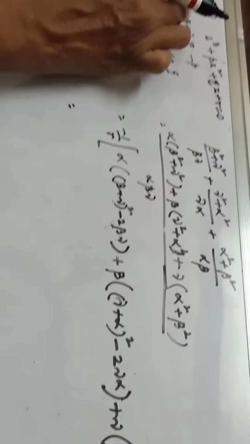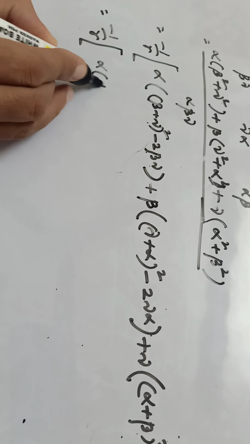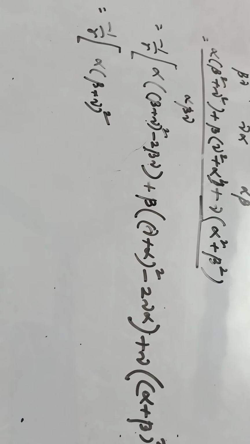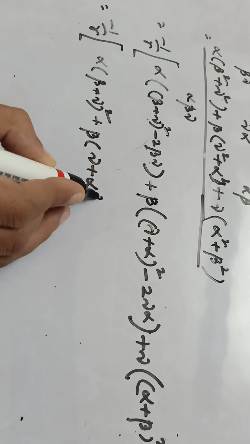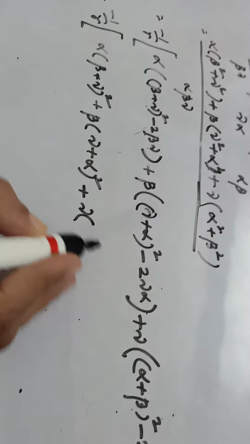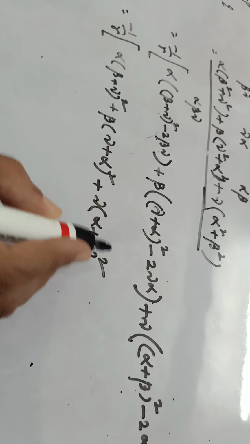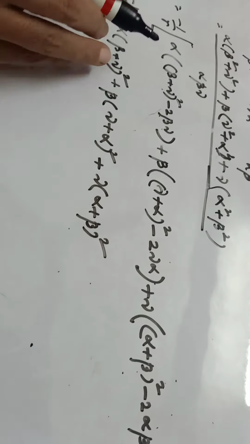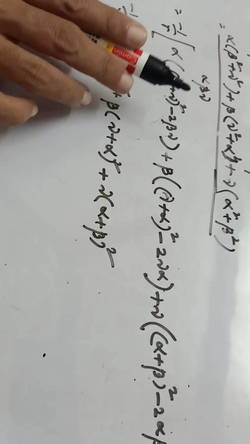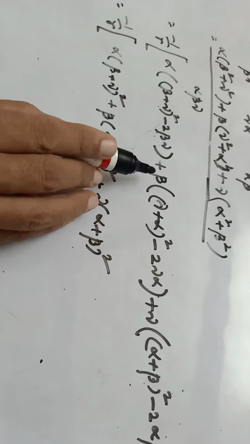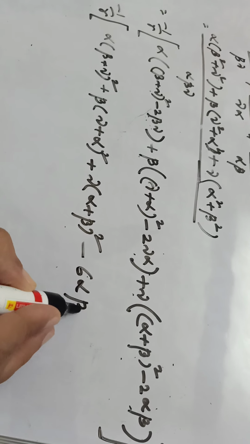So I have written like this, minus 1 by r into, now expand this, alpha into this, that means alpha into (beta plus gamma) whole square, plus beta into (gamma plus alpha) whole square, plus gamma into (alpha plus beta) whole square. I have multiplied the first term with the term outside the brackets. Now I have to multiply the second term also. If you multiply alpha with this, you will get minus 2 alpha beta. Here also you will get minus 2 alpha beta. Here also you will get minus 2 alpha beta. In total minus 6 alpha beta gamma.